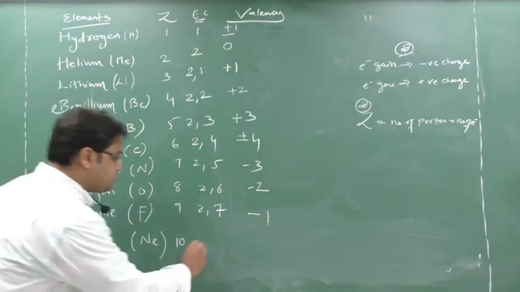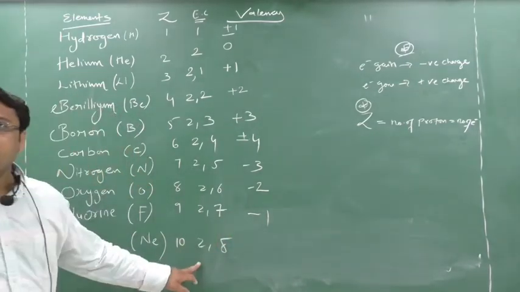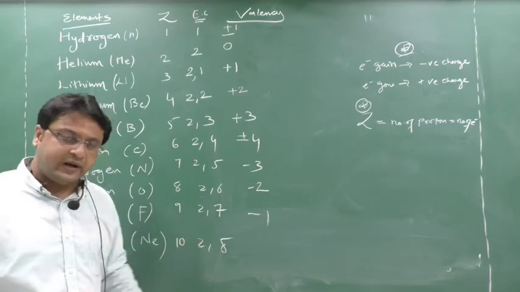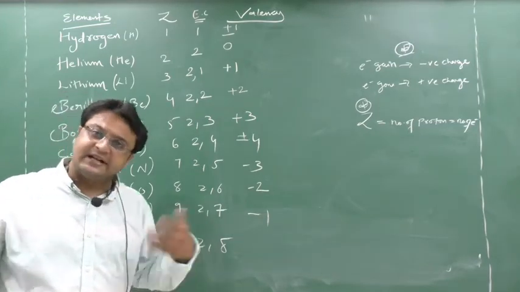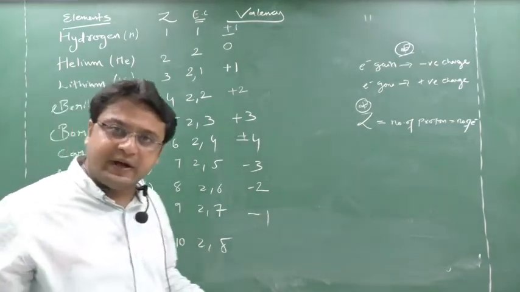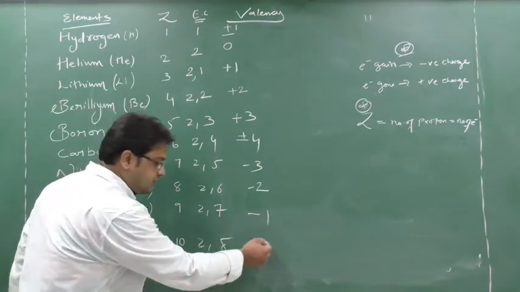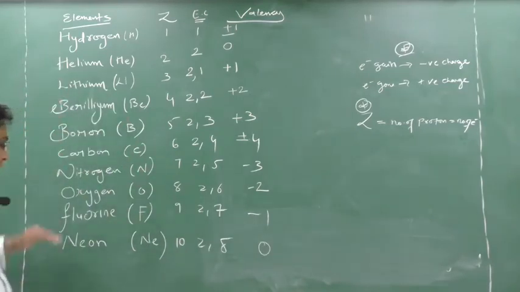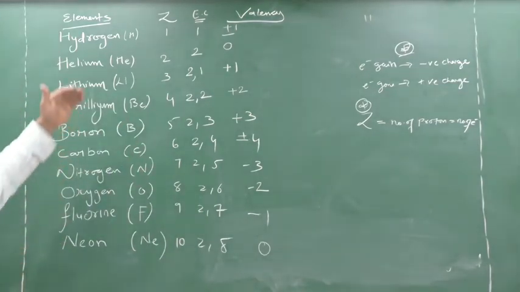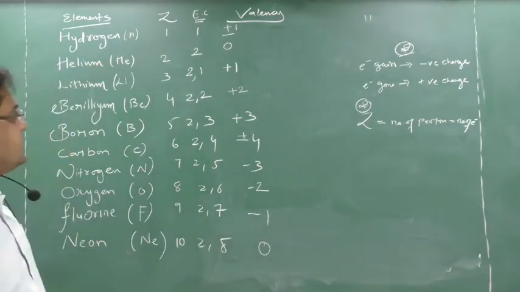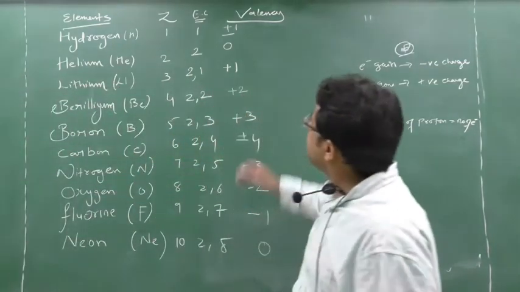This neon means 2, 8. First room requires how many? 2. Satisfied. Second room requires how many? 8. Satisfied. So both the rooms are satisfied. No one will go. No one will come. So valence is what? 0. So from 1 to 10 I have taught you. In the next class we will go with the other 20. Clear? Now see here. These are the valency.